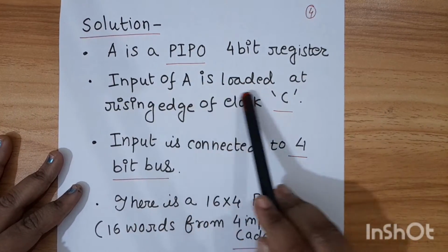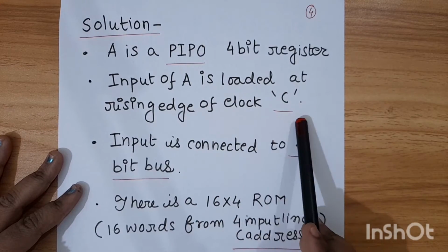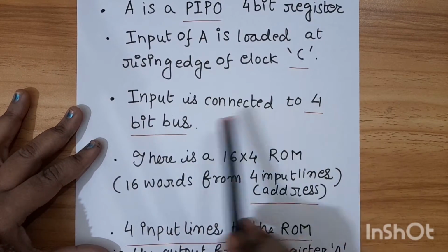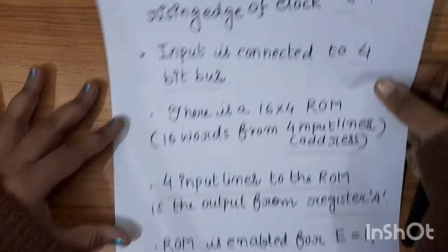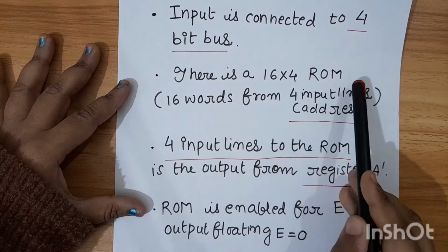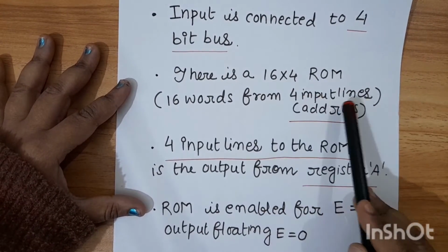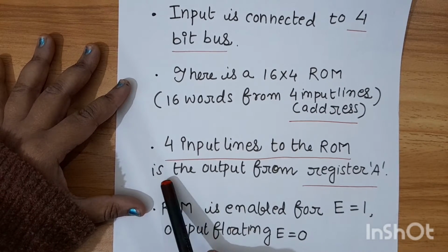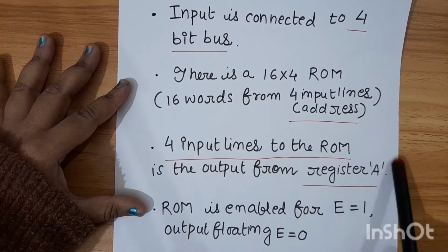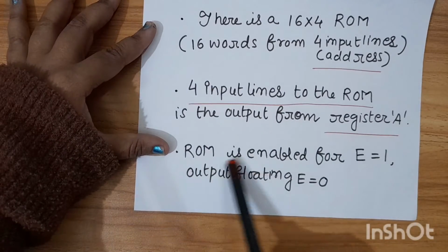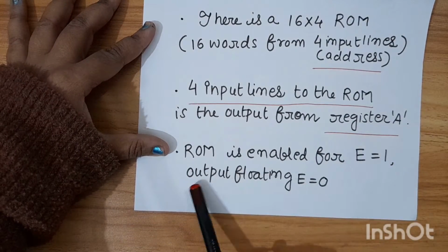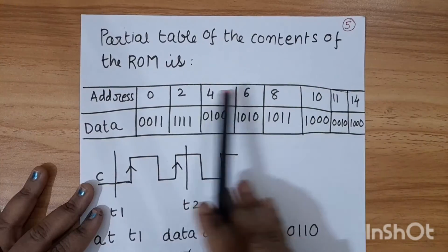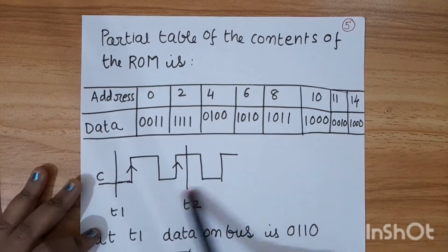A is a PIPO 4-bit register. The input of A is loaded at the rising edge of the clock C. Input is connected to a 4-bit bus. There is a 16x4 ROM, 16 words with 4 input lines or addresses. The 4 input lines to the ROM are the output of the register A. The ROM is enabled for E equal to 1, and the output is floating for E equal to 0. The table of contents of the ROM is as it was in the question.